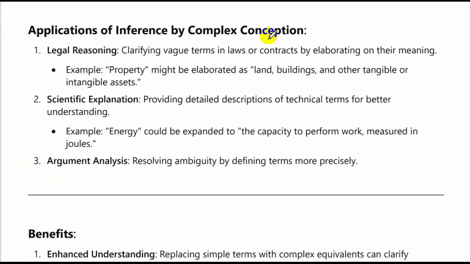Applications of inference by complex conception. Legal reasoning: clarify vague terms in laws or contracts by elaborating on their meaning. For example, property might be elaborated as land, buildings, and other tangible or intangible assets. Scientific explanation: providing detailed descriptions of technical terms for better understanding. For example, energy could be expanded to the capacity to perform work measured in joules. Third, argument analysis: resolving ambiguity by defining terms more precisely. This is a very important part in drafting of agreements or even arguments in court.